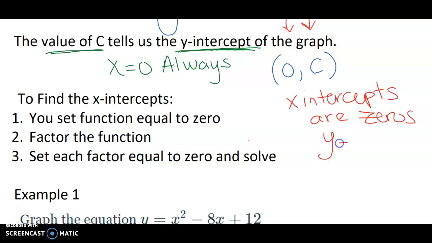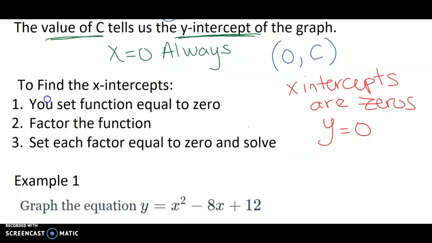That means y equals 0. It's also called the solutions, and it's also called the roots of the function. So keep that in mind. Finding the x-intercepts and zeros are the same thing, and y is always 0. So we're going to have to set the function equal to 0.